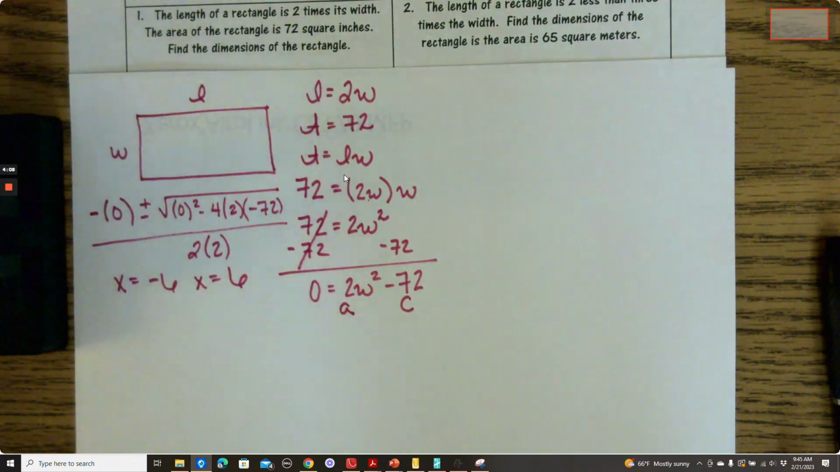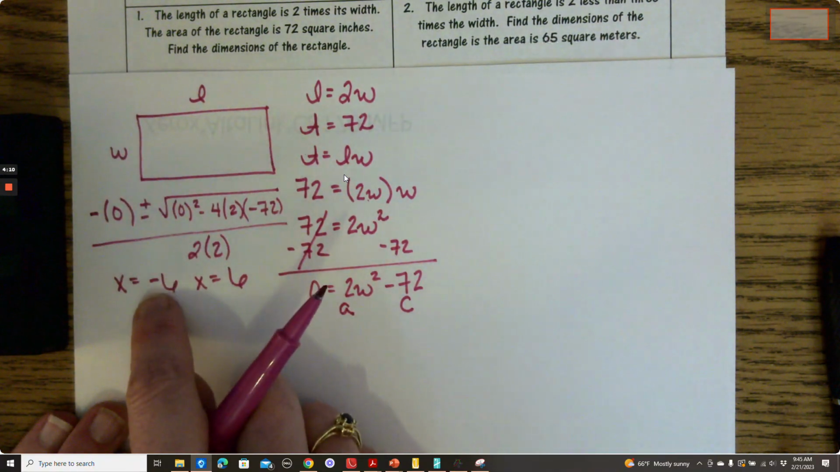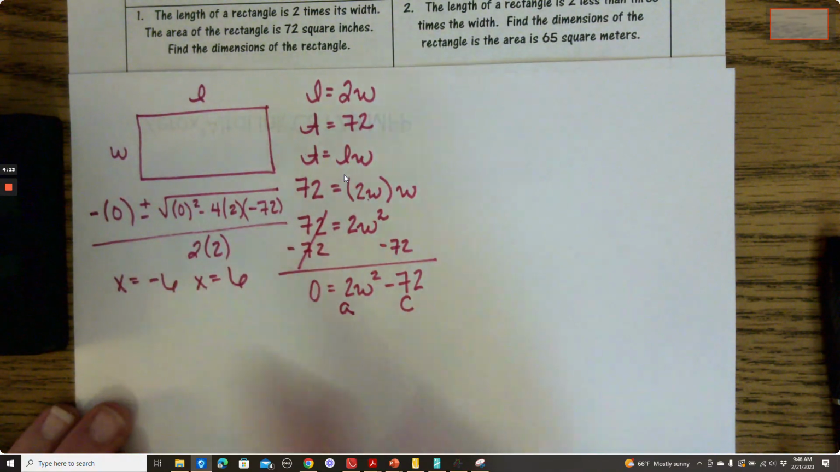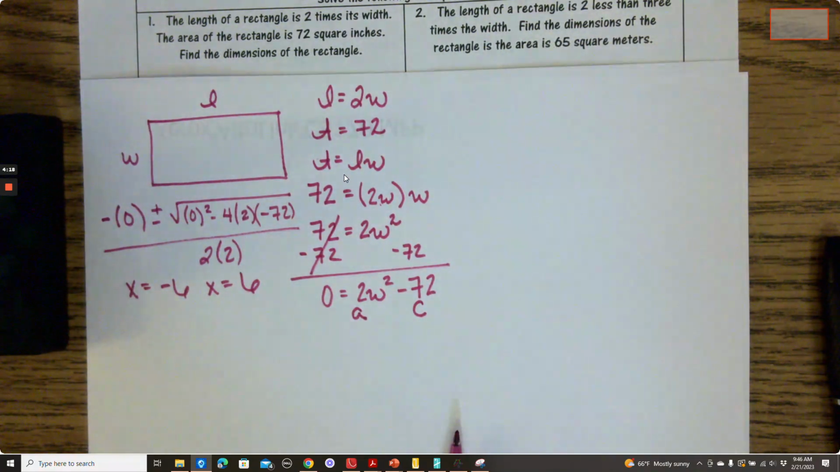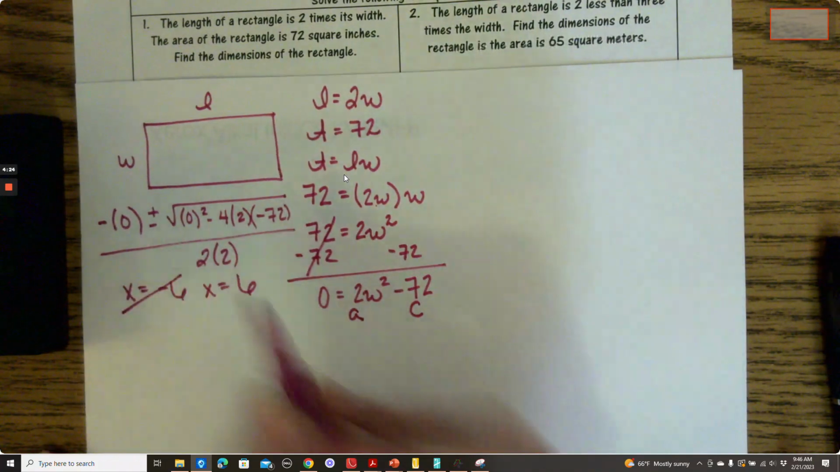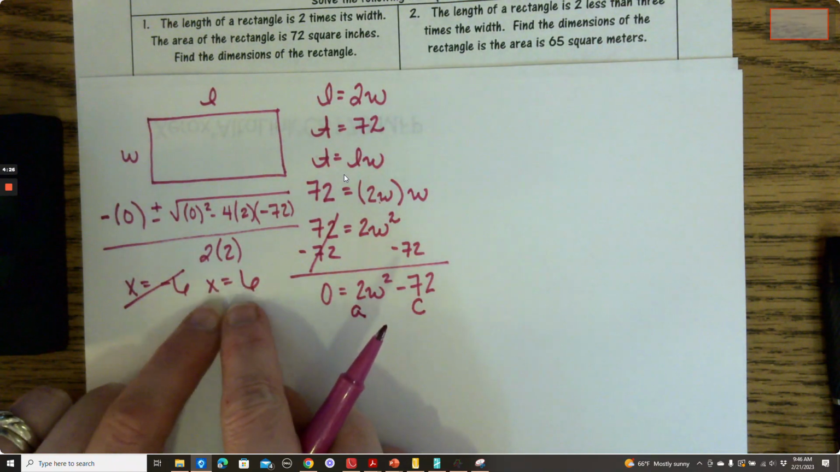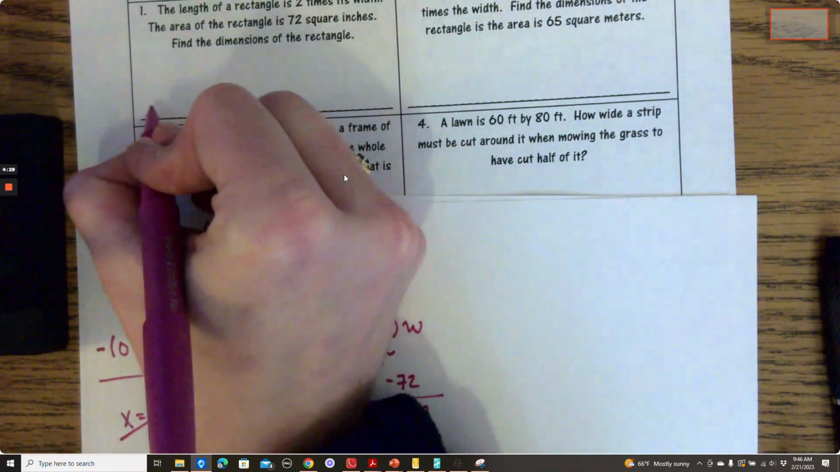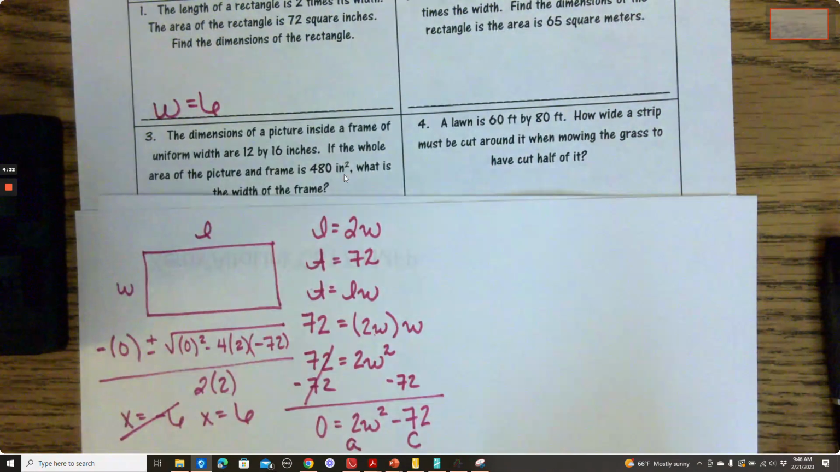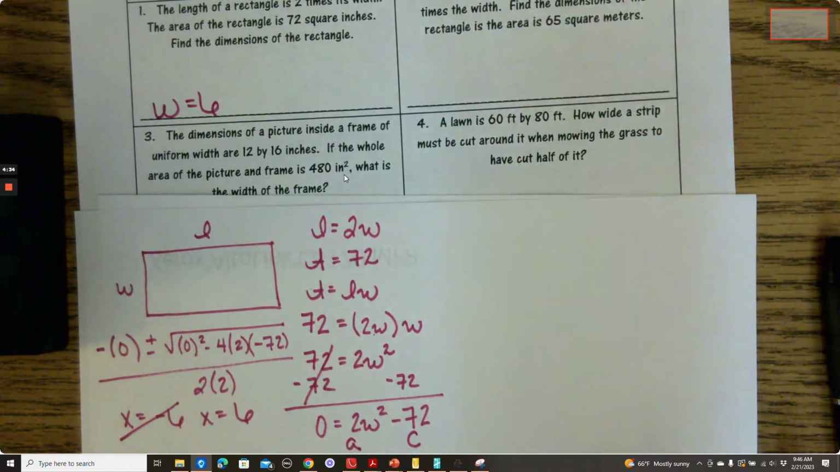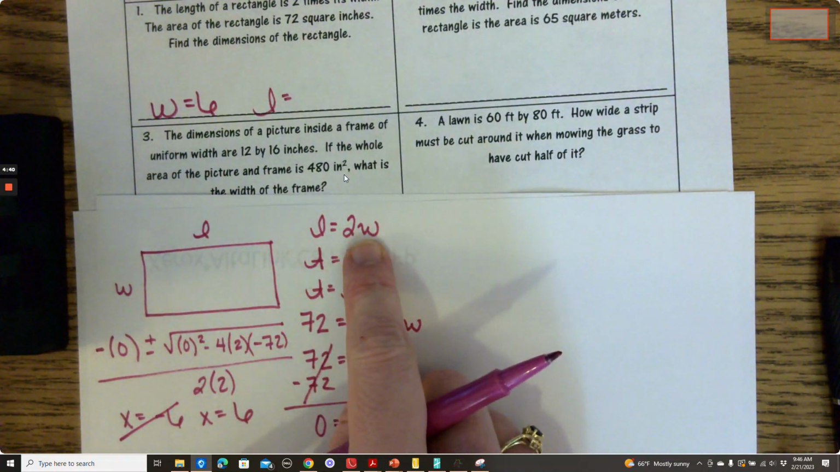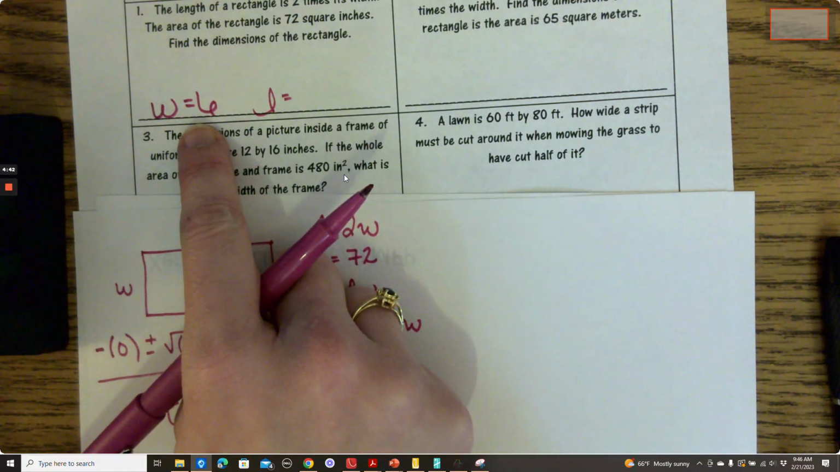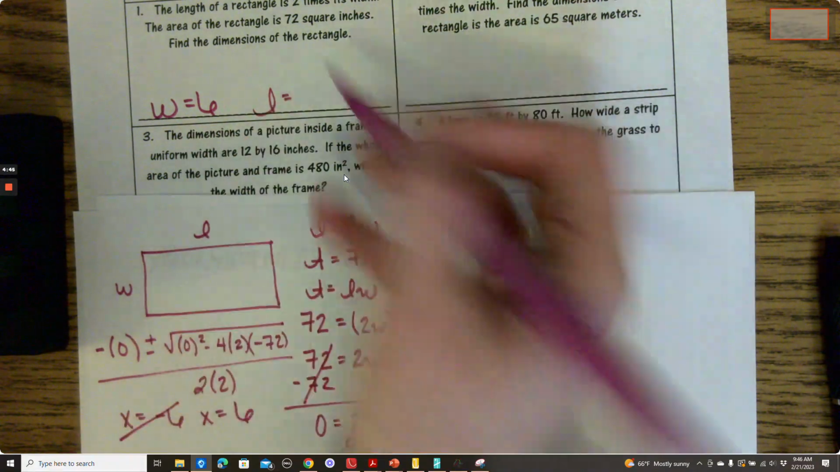So think about this in real terms. Can the width of a rectangle be negative 6? Can you ever measure, and the measurement on the ruler says negative 6? No, you can't have negative measurements. So that can't be an answer. That means this one has to be my answer. That is my width. So if that's my width, I still have to find my length. My length is 2 times the width. So if the width is 6, what's the length? 12.